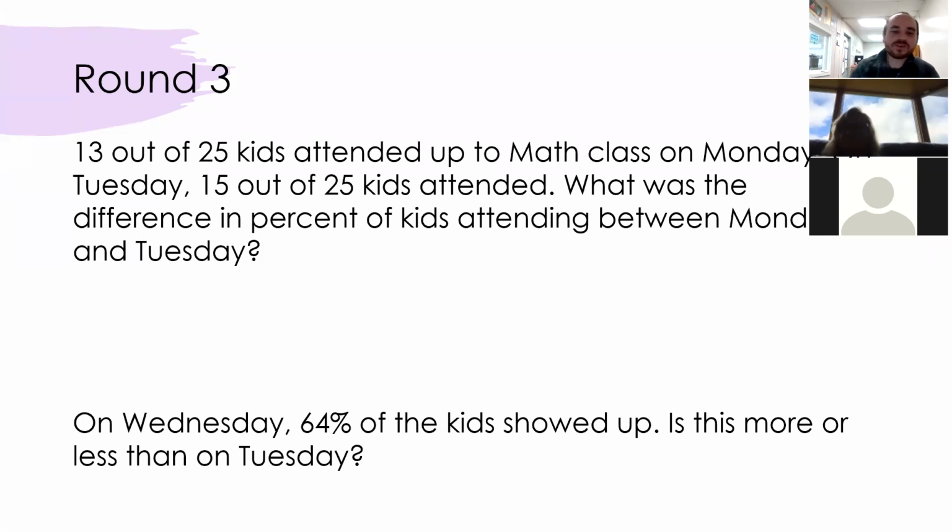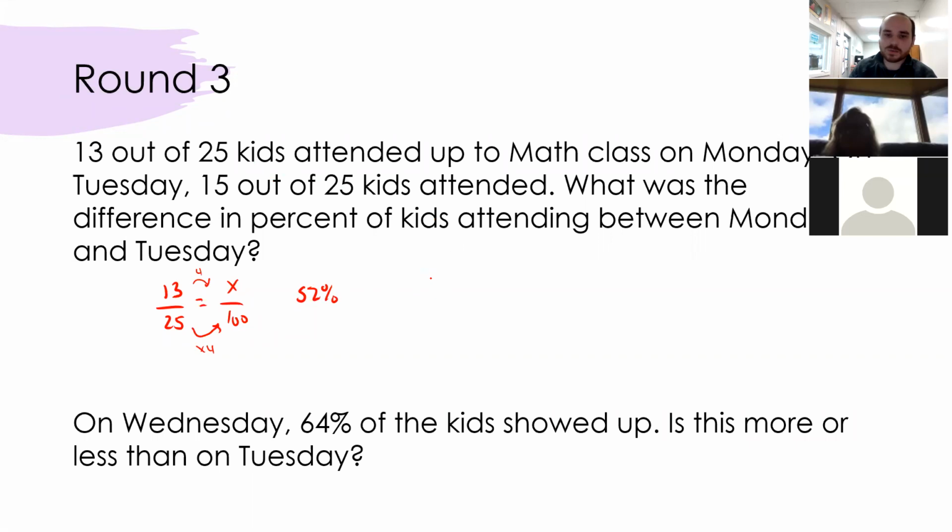Okay, so the first thing we want to do is calculate the percentage of kids that showed up on Monday and on Tuesday. So for Monday, we're going to do 13 over 25 equals x over 100. We can do the long form, cross multiplication, all that fun stuff to solve this out. What I'm going to do is just say, all right, we can multiply this by 4. So that means we can multiply this by 4. And we should get 52. Yeah, so we'll have 52% on Monday.